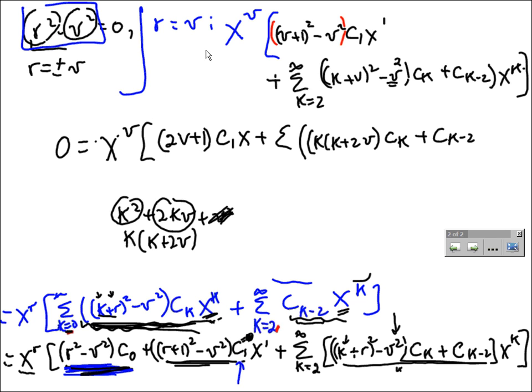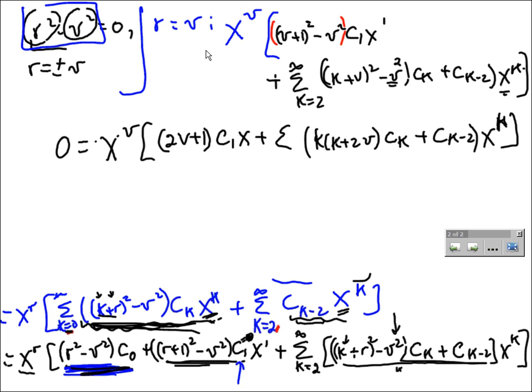Let me see something. I guess I didn't need that bracket. And all of this gets multiplied by x to the k. So we have this, but it still equals 0. So we have that 2v plus 1 equals 0, and that equals 0.